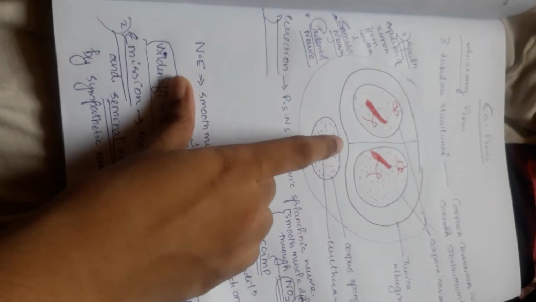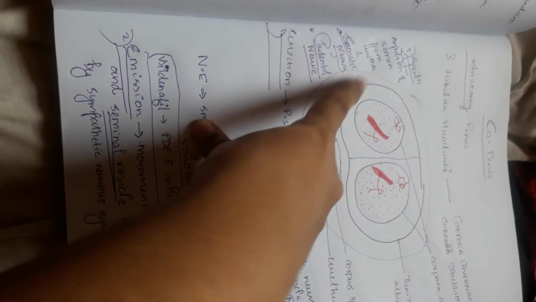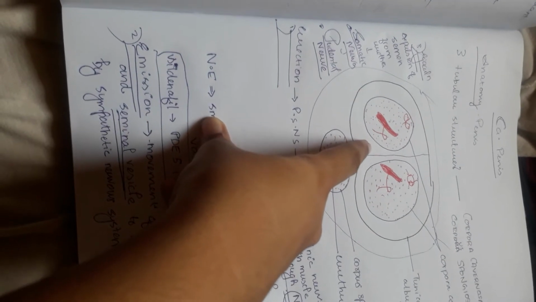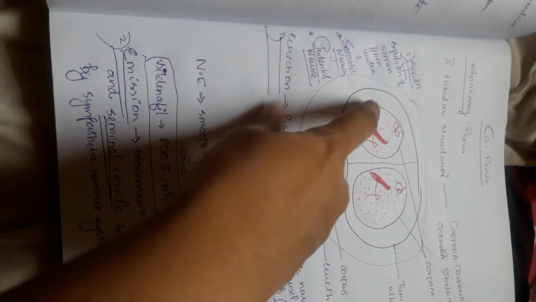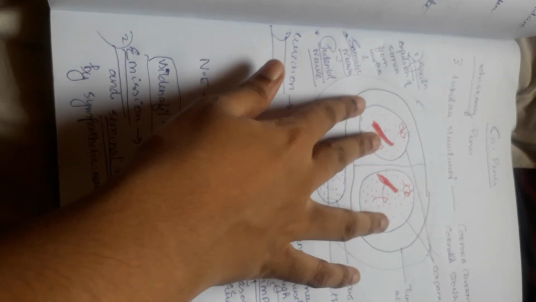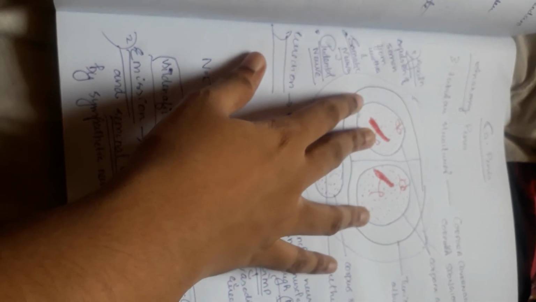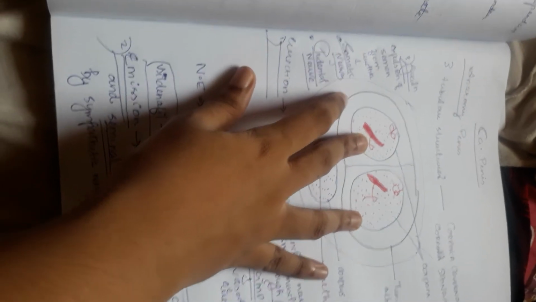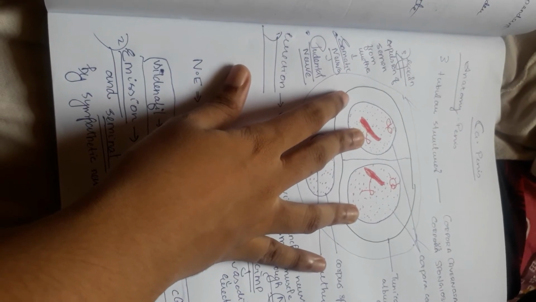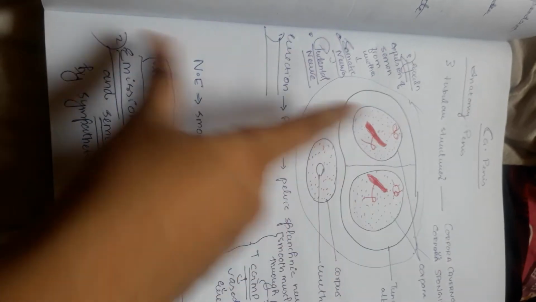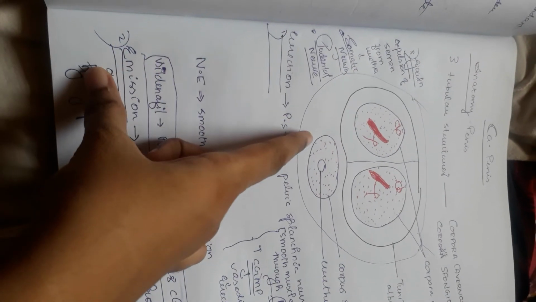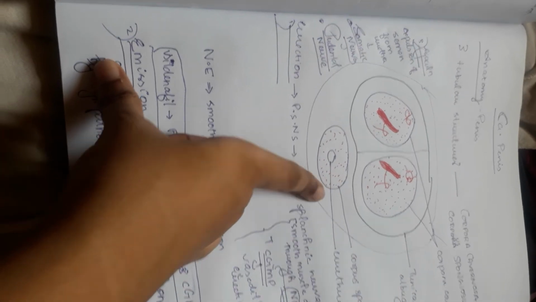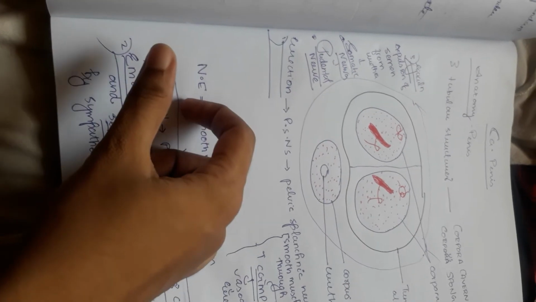Corpora cavernosa, corpus spongiosum, tunica albuginea. It encloses the erectile tissue, which has a trabecular structure with network of sinusoidal space lined by endothelium, and this sinusoidal space's purpose is that blood pools there during erection. The major blood supply of a penis is from central penile artery, which is a branch of internal pudendal artery.